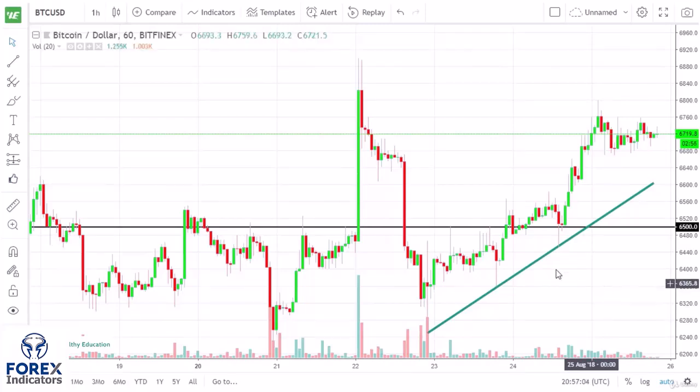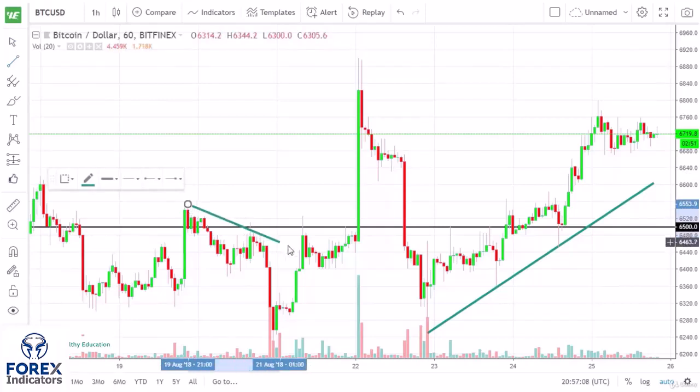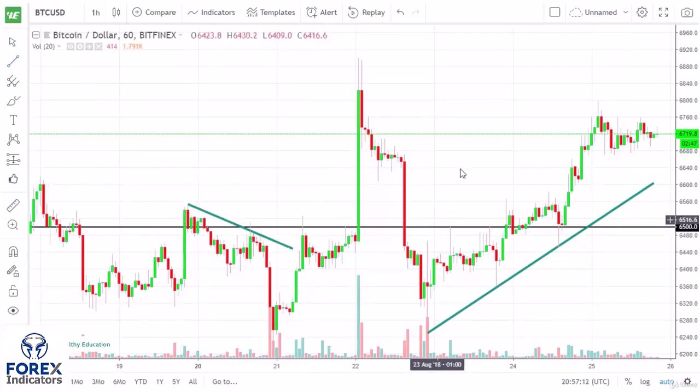That is an uptrend line. The exact opposite is a downtrend line. So, for example, you could draw it there, and you can say that price has not been able to break above there. So that's the second very important markup that you'll need on these charts.